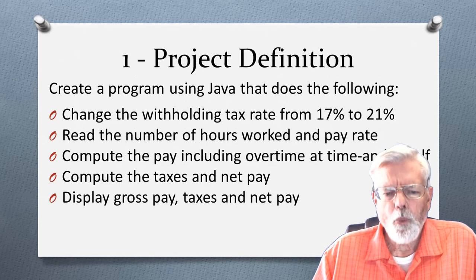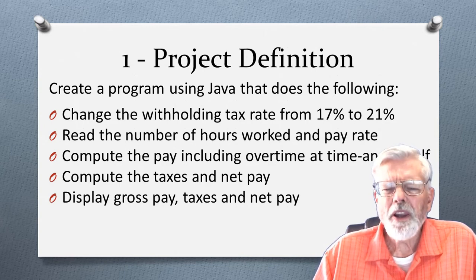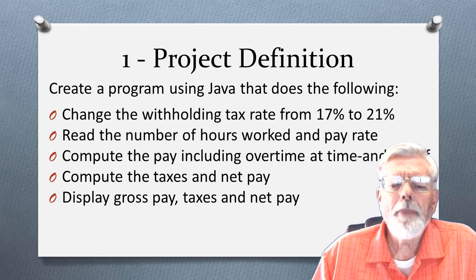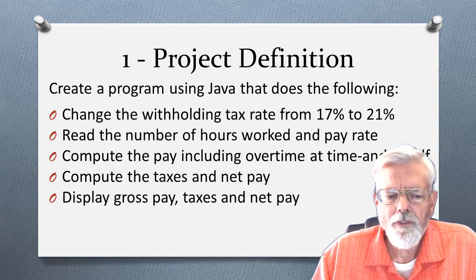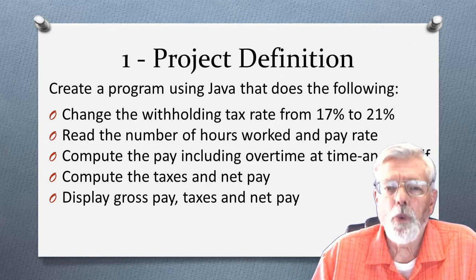Even if you are really smart, and know how to pay no income tax at all, the tax withheld for this project must be 21%.